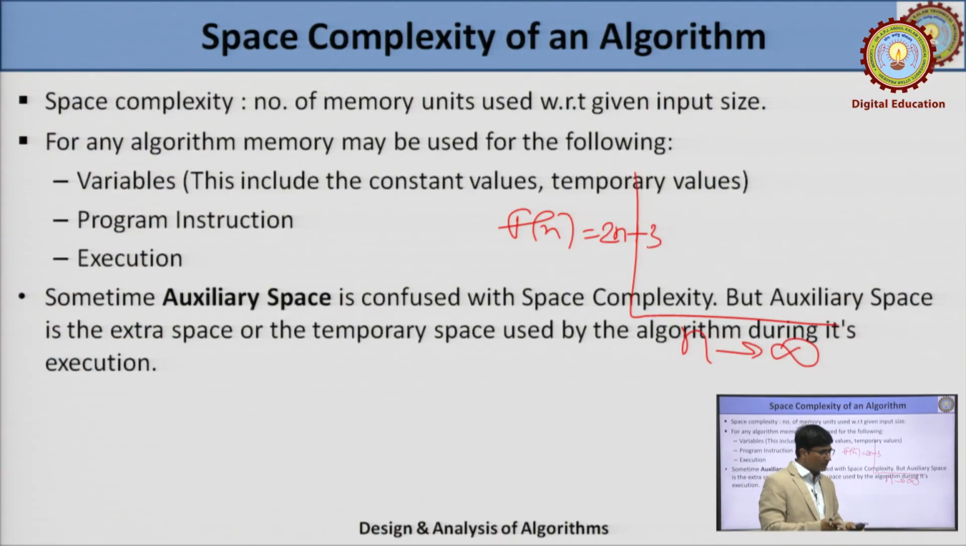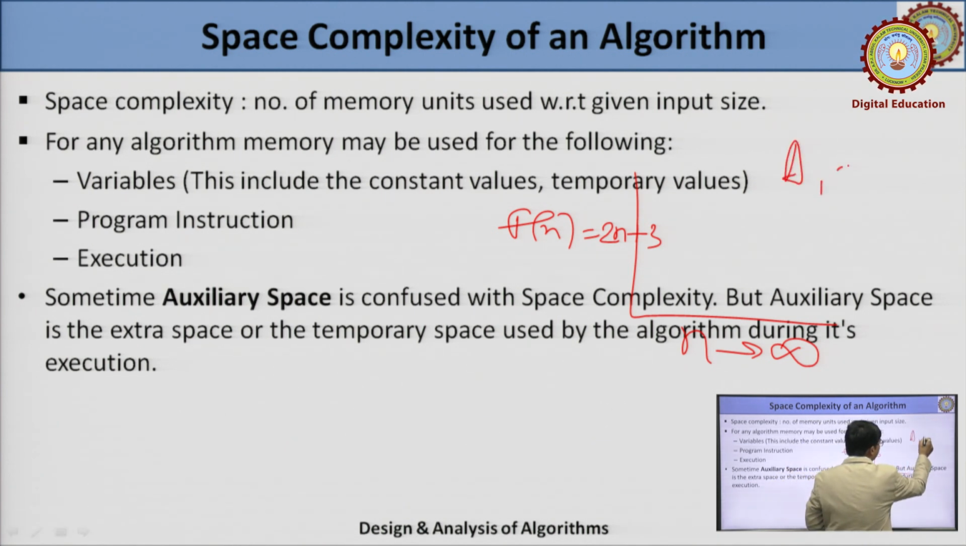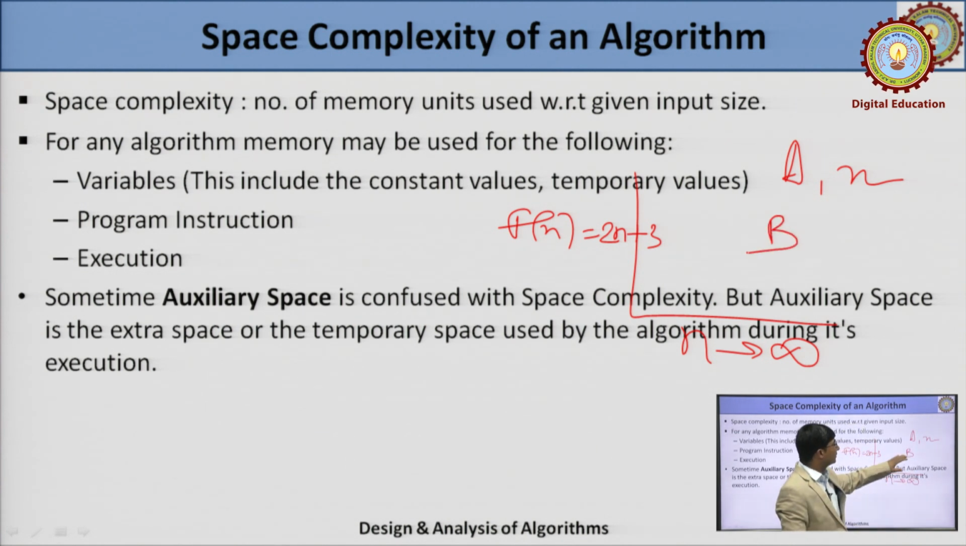Now, at times students get confused between the two terms. One is your auxiliary space and the other is your actual space complexity. Auxiliary space is nothing but the additional memory that is being taken up by the algorithm. So, for example, if in the algorithm we are using an array A and suppose the input size of the array is n. If other than these we are using any other, say, temporary variable or temporary array B, then this B would be called what?